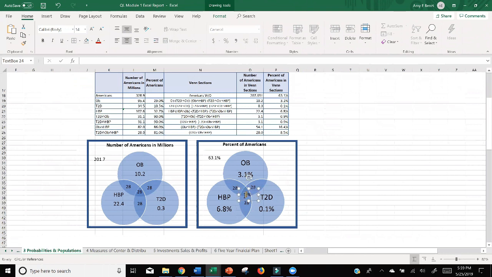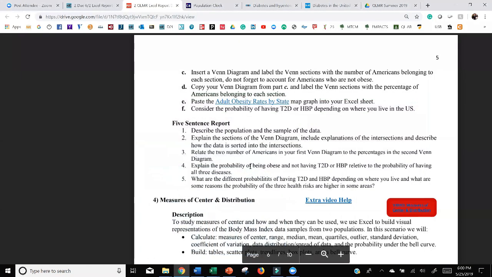All right, so you guys can see that you have an 8.5% probability as an American of having all 3 of these things, where only 3.1% of Americans have only obesity. So the risk of high blood pressure and type 2 diabetes becomes extremely high once you have obesity. More people actually have all 3 than have just obesity. So that's what we're looking at in that last piece where it says to explain the probability. And then it says, what are some different probabilities of having type 2 diabetes and high blood pressure depending on where you live? And what are some reasons the probability of all 3 health risks are higher in some areas?